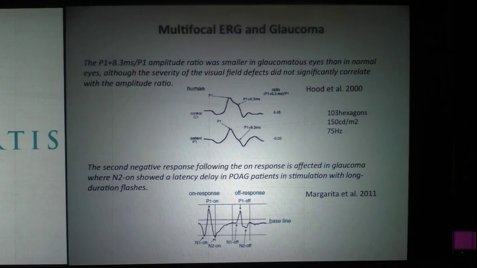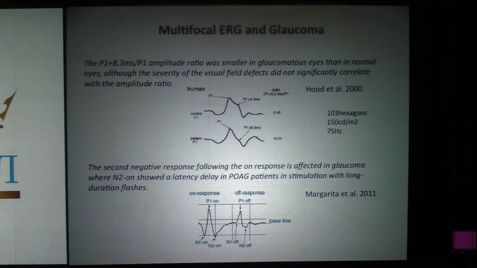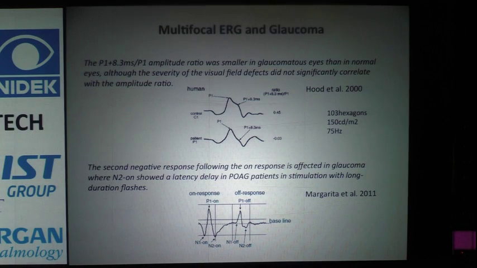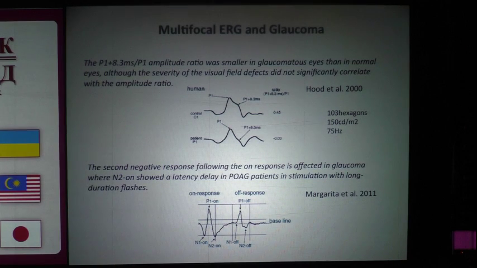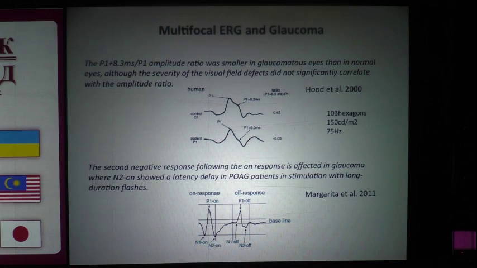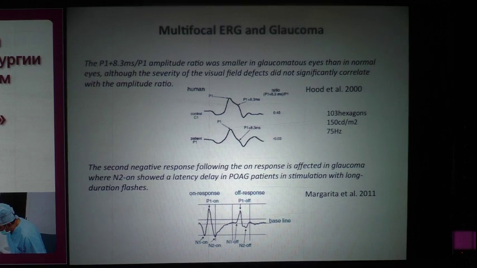Several studies about multifocal ERGs in glaucomatous eyes have been reported. Please let me show some of the studies about that. Dr. Hood found the P1 plus 8.3 millisecond amplitude became smaller in glaucomatous eyes with fast frequency multifocal ERG. But there was no correlation between visual field defect and the amplitude. Dr. Margarita reported that the latency of the N2 on response was significantly delayed in glaucomatous eyes with long duration flashes.